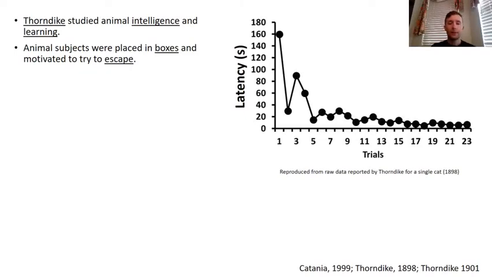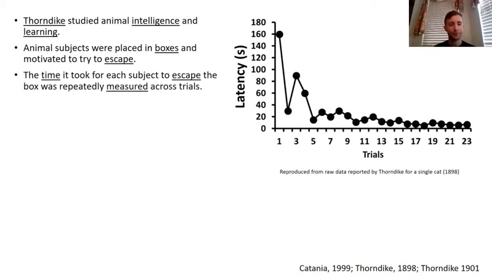So, a subject was placed hungry in a box. Food was placed outside the box, and a lever, loop of wire, or button called the operanda was accessible inside the box. And if and only if, that should sound like a contingency, the subject responded to one of the operanda, in other words, they pressed a button, or pressed a lever, or pulled the loop of wire, did the box allow the animal to escape and access food. And the time it took for each subject to escape the box was repeatedly measured across trials.